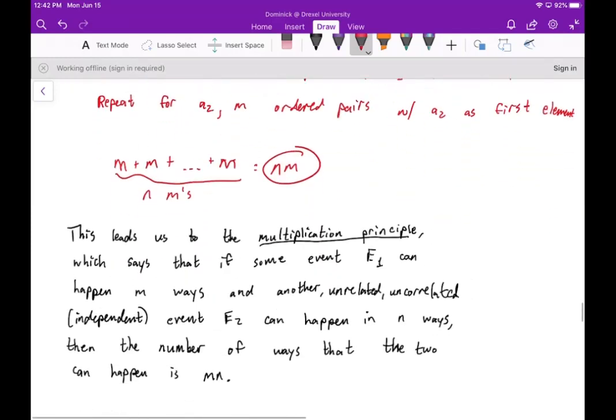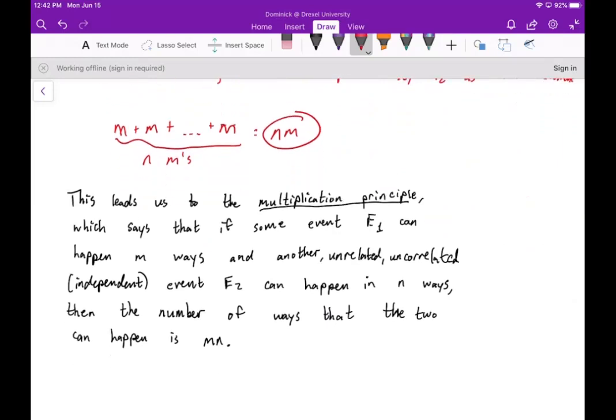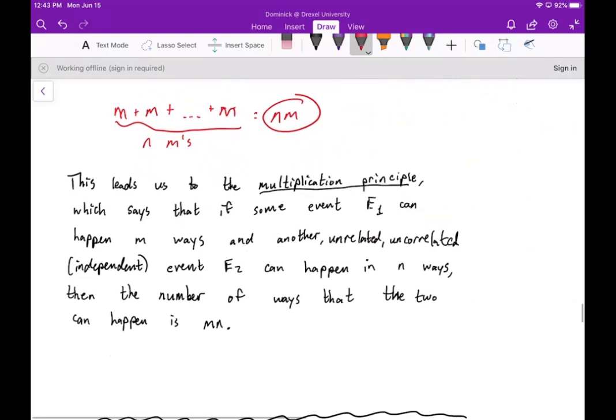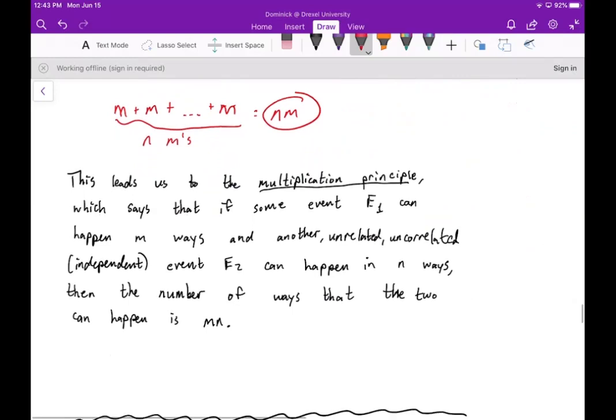And of course, this leads us to what's called the multiplication principle, which says that if you have some event E1, which can happen m ways, and another unrelated, uncorrelated, which we sometimes call independent, event E2 can happen in n ways, then the number of ways that the two events can happen is m times n.